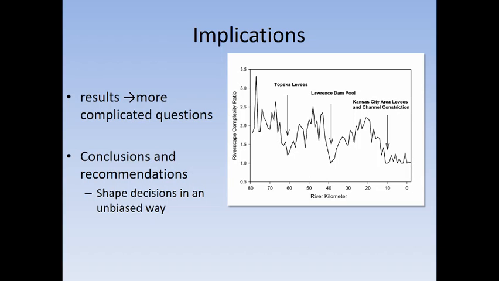And hopefully the conclusions that I made could shape decisions. I'm sure there was some bias in my experiment, but I was hoping that it could shape the decisions about managing the Kansas River and how they develop it. We can see that by looking at this graph.